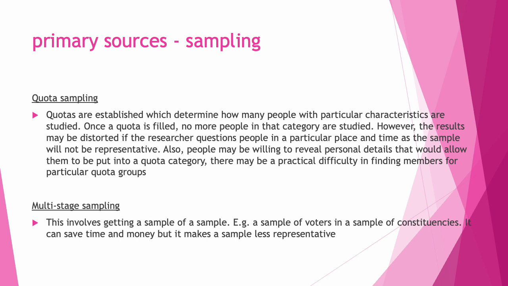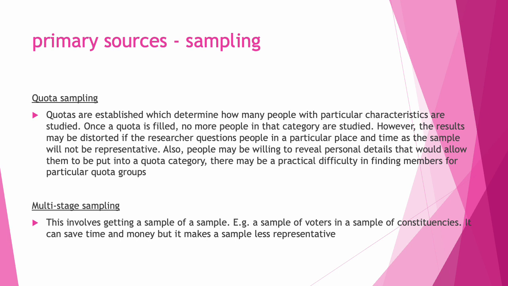In quota sampling, quotas are established which determine how many people with particular characteristics are studied. Once a quota is filled, no more people in that category are studied. However, the samples may be distorted if the researcher questions people in a particular place and time, as the sample would not be representative. Also, people may be unwilling to reveal personal details that would allow them to be put into a quota category. There may be a practical difficulty in finding members for particular quota groups.